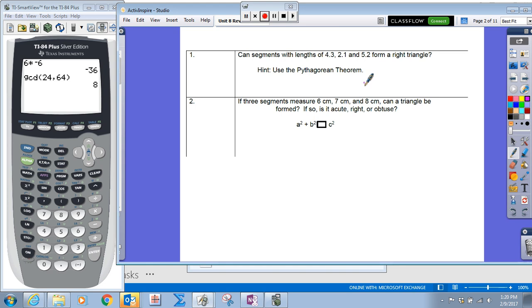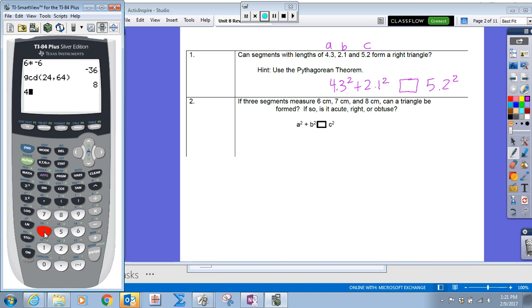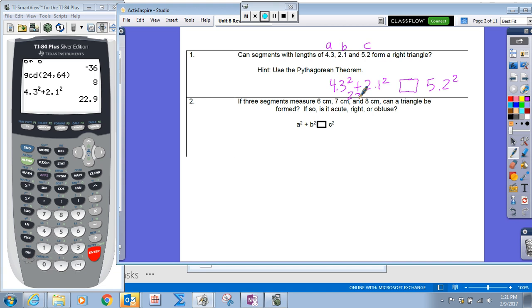So we are going to take the two smaller lengths, which would be our A and our B, and our largest is going to be our C. So we would set that up as 4.3 squared plus 2.1 squared, and we're going to see if that is equal to 5.2 squared. You could just literally put that in your calculator at the same time. So you would do 4.3 squared plus 2.1 squared, enter, and that's 22.9 for this side.